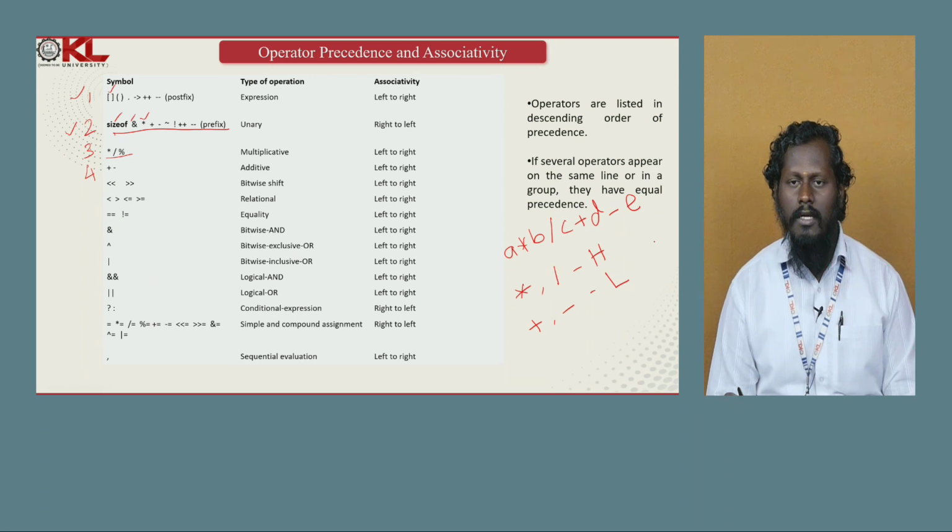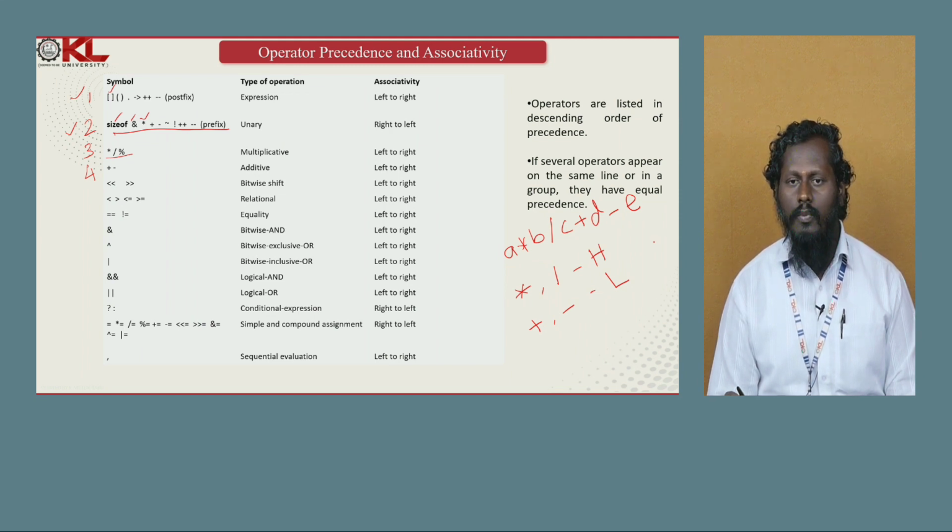So these two must be completed first. After that, we have to go with the lowest priority, plus and minus. Now, here there are two highest priority operators available, multiplication as well as division. In an expression, if two operators have the same precedence, we have to see the associativity now.